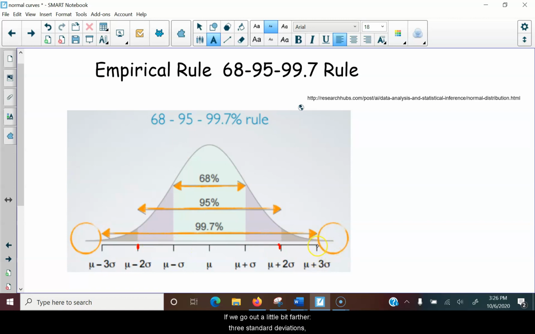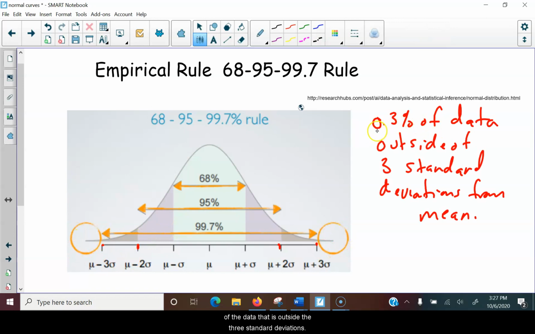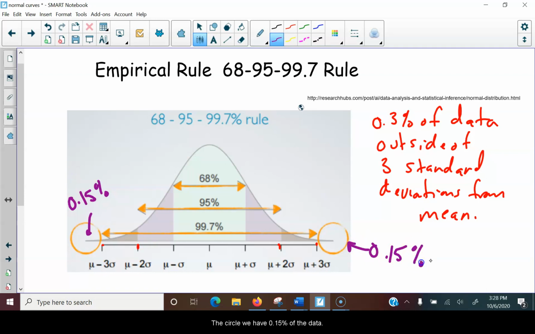If we go out a little bit farther, 3 standard deviations this way, 3 standard deviations that way, within 3 standard deviations of the mean, we have 99.7% of all data. That means only 0.3% of the data is outside of 3 standard deviations of the mean. The two circled areas combined are the 0.3% of the data that is outside the 3 standard deviations. Because there are 2 of them, and they are symmetric, so they're the same size, that means in this circle, we have 0.15% of the data, and in this circle, we have 0.15% of the data.